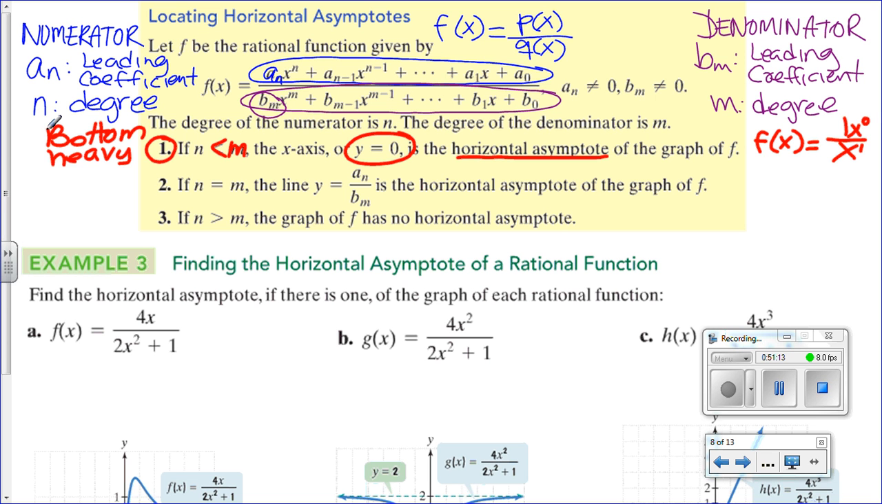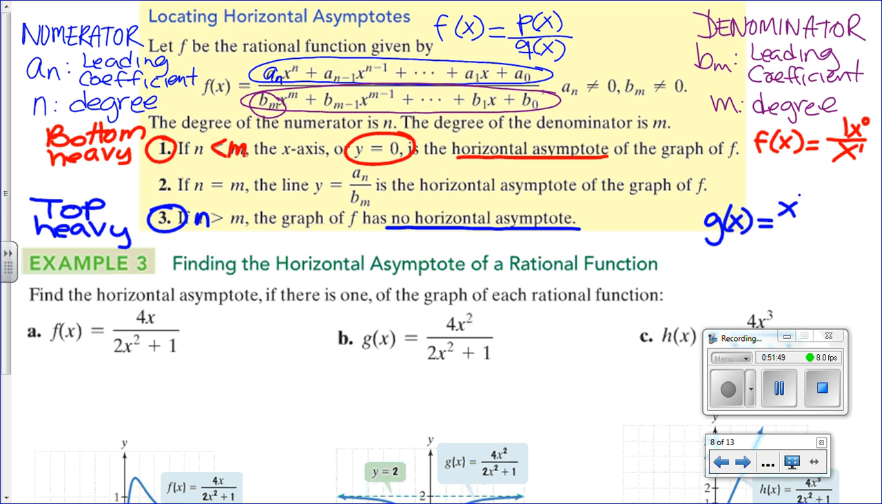Okay, now let's look at the other one. I like to talk about number 3 first. So number 3, which degree is higher, the numerator or denominator? Numerator. So we're going to call this top heavy. If n is greater than m, then we have no horizontal asymptote. Let me give you an example. Let's say x squared plus 9, and then here we have x minus 1. You can see that the degree of the numerator is higher than the degree of the denominator. So it is top heavy.